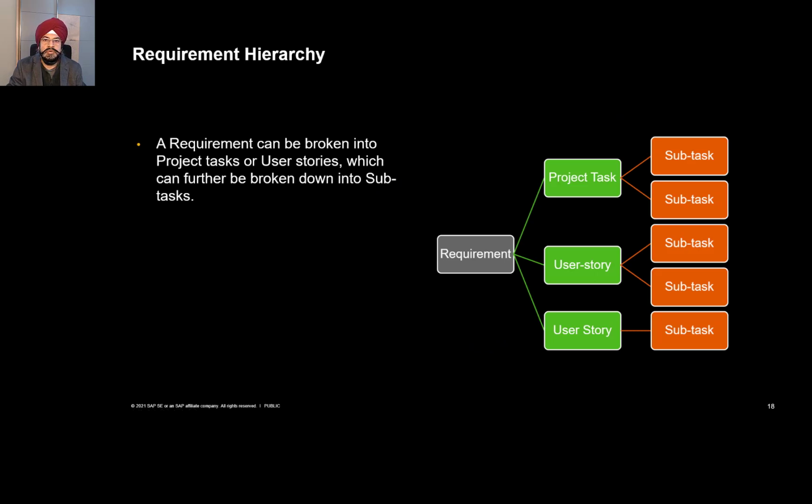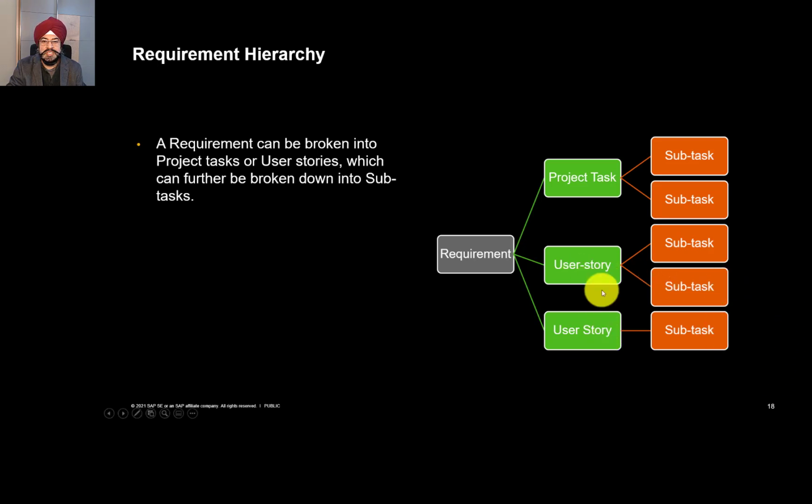Requirements can be broken down into user stories or project tasks depending on your need. What we recommend is user stories are mainly used to capture functional requirements which are testing relevant, and project tasks are used for such as coordination or other activities. User stories and project tasks can also be broken down into further smaller units called subtasks.